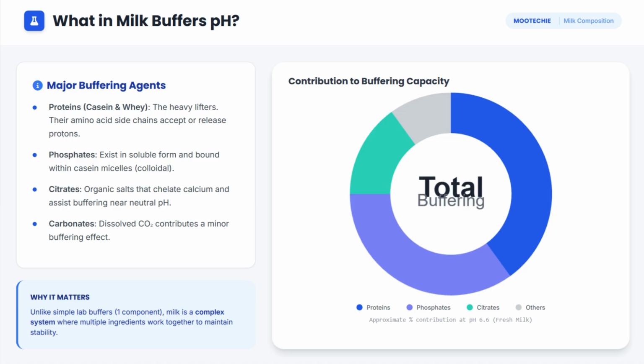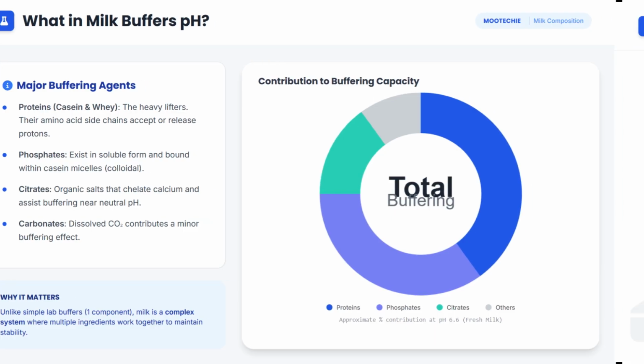Why does this matter? Unlike simple lab buffers with one component, milk is a complex system where multiple ingredients work together to maintain stability. A pie chart showing the approximate percentage contribution to buffering capacity at pH 6.6 in fresh milk would be dominated by proteins, followed by phosphates, then citrates, and a small slice for others.